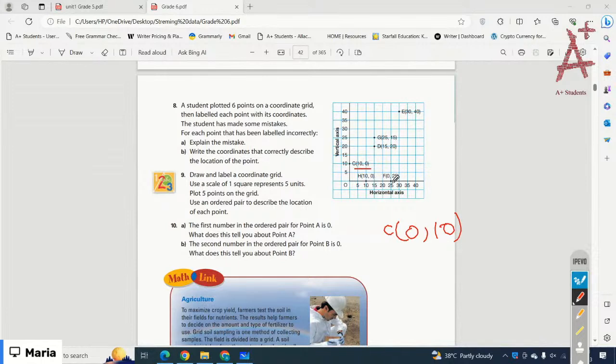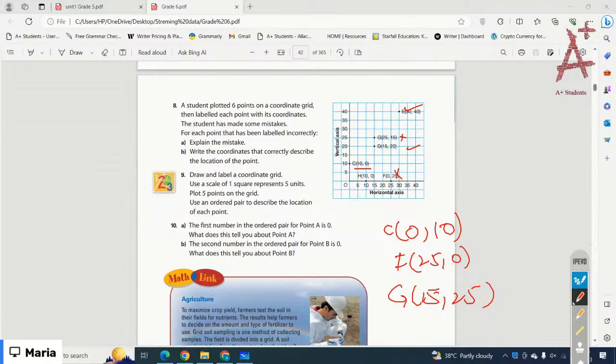F is not the correct one. You always have to write the x first, so x is 25, y is 0, right? E is correct. X is 30, y is 40. G is not correct. 25 is the value of y. You have to write x first, so it would be 15 and 25. This is a very, very big mistake. You always have to write the x coordinate first. Keep this very important point in your mind. D is correct.